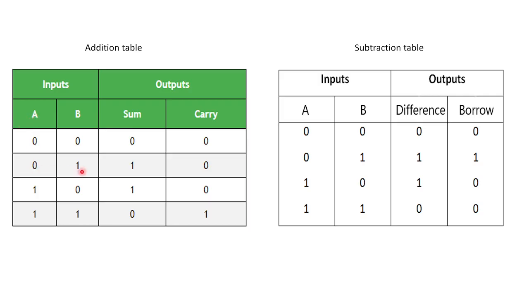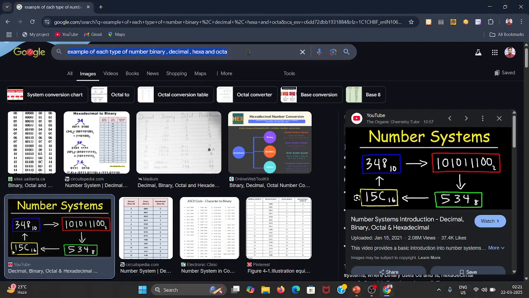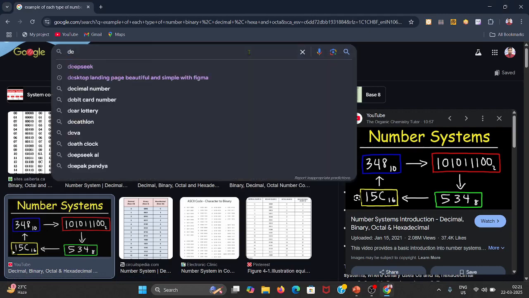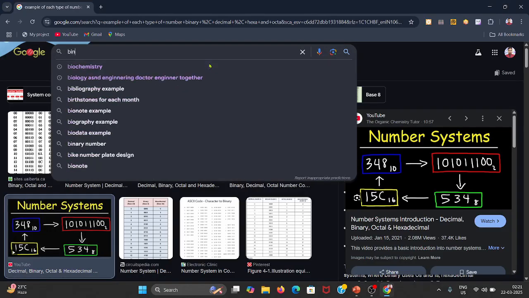In case of 0 and 1, just remember, the sum will be 1 and the carry will be 0. You can remember it like that: in place of sum there is carry, and in place of carry there is sum, then this digit will also be shuffled. How am I remembering? If you know the basic chart, let me show you. Decimal, sorry, the binary to decimal chart.